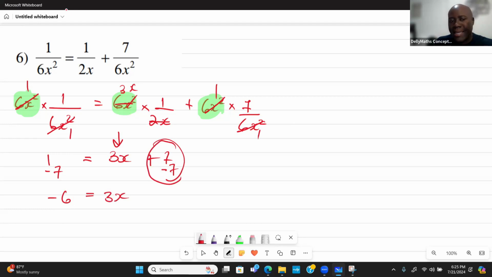So in order to get that x alone, I'll divide both sides by 3. So that 3 would have canceled there. I'll have negative 2 here. -6 divided by 3 is -2, which is equal to x, and that's my final answer.